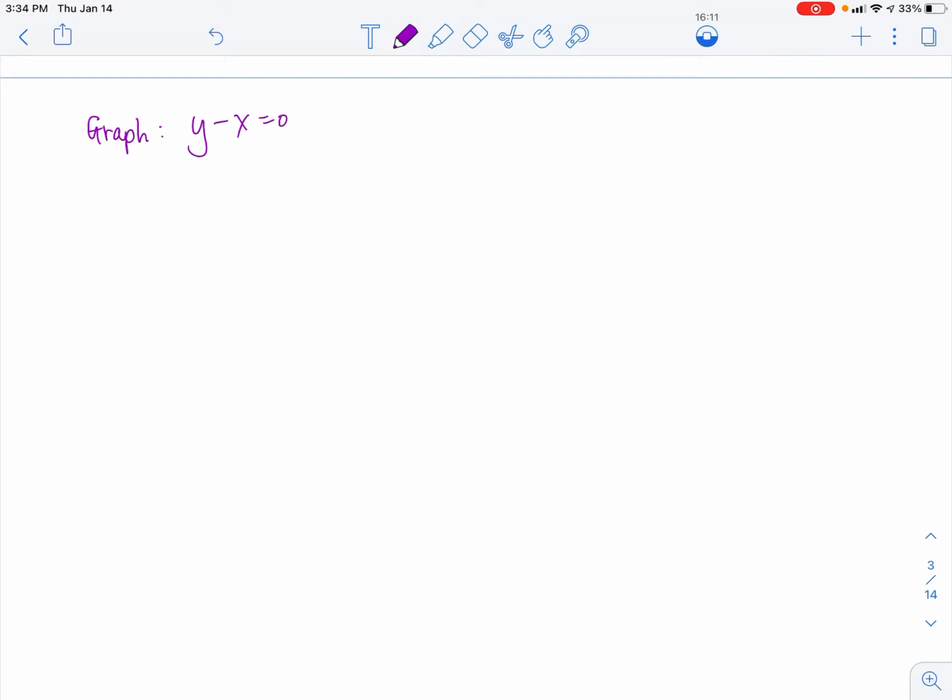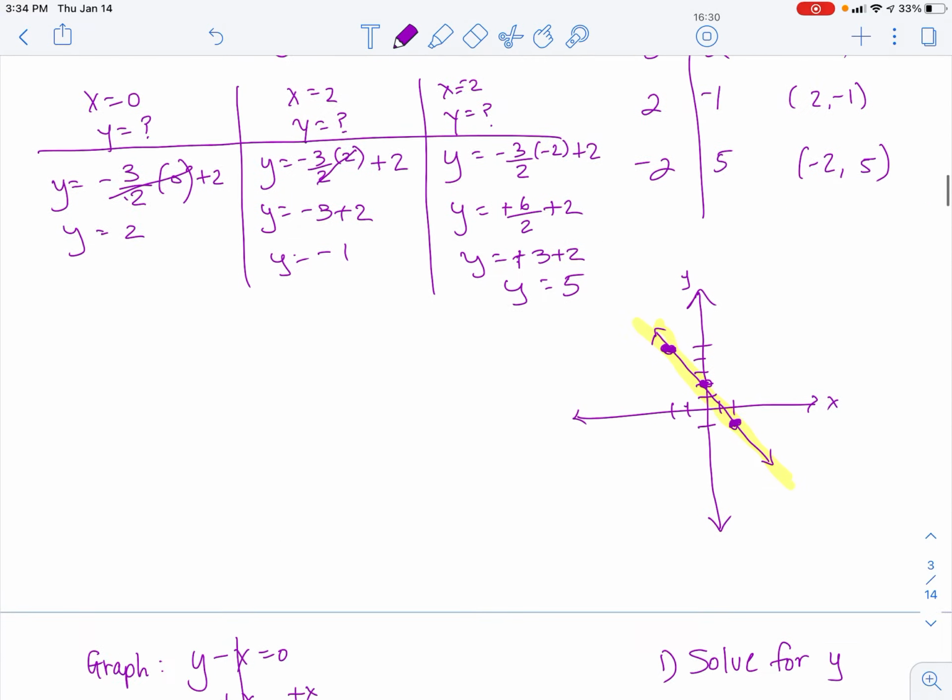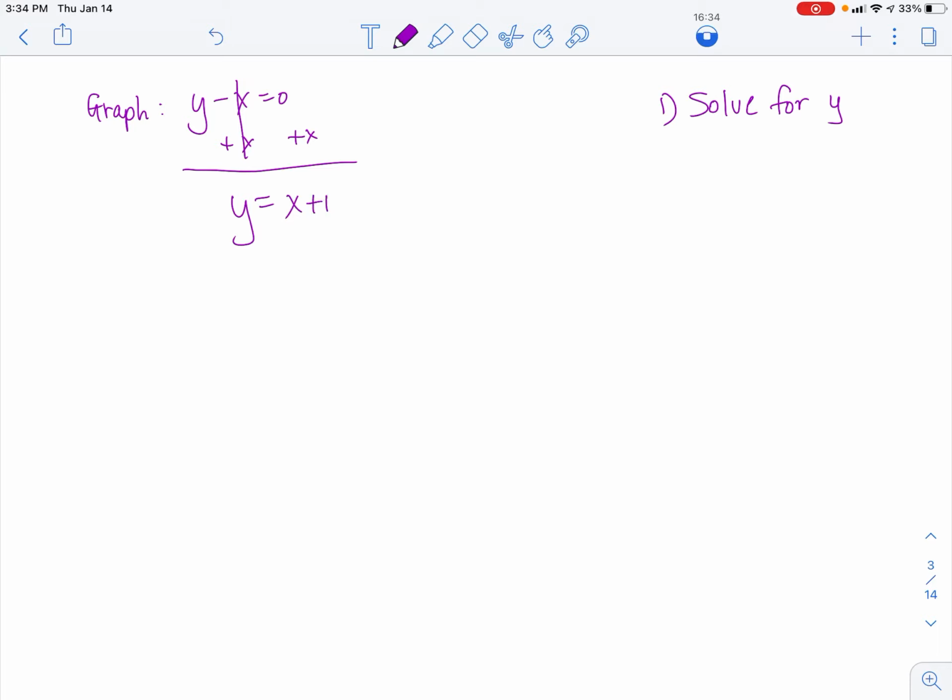Remember the first thing that I said that we need to do is to solve for y. So we're going to need to rearrange before graphing this. That's the first thing. So how do I do this? So let's move x to the other side. So y equals x. There's nothing more that I can do here, is there? Now, I could leave the 0 there, but you know that that can drop right off. So there's our new equation.